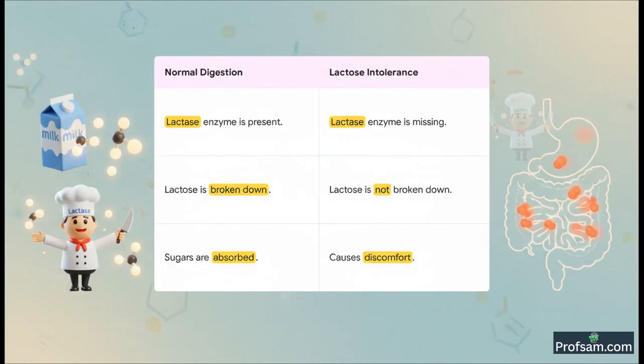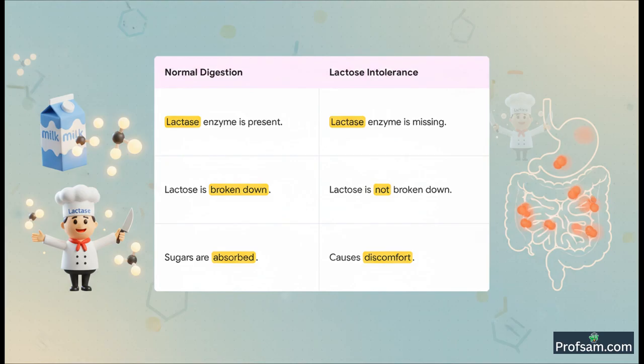Let us look at this comparison here. Milk contains a sugar called lactose. Now, in most people, the body produces a very specific enzyme, a chef named lactase. Its one and only job is to break down lactose into simpler sugars, which our body can easily absorb. But in people with lactose intolerance, this lactase enzyme is either missing or just not working properly.